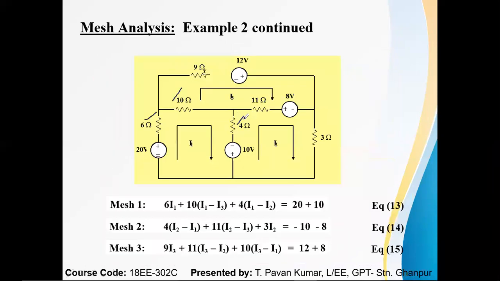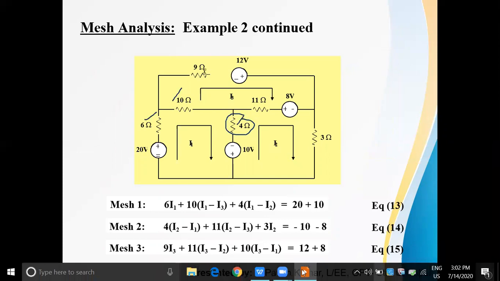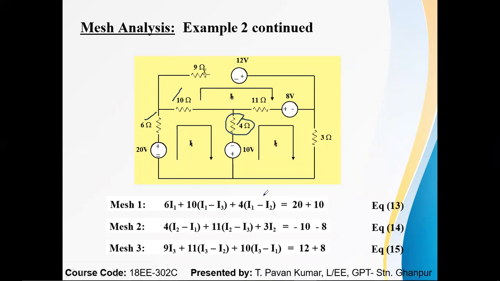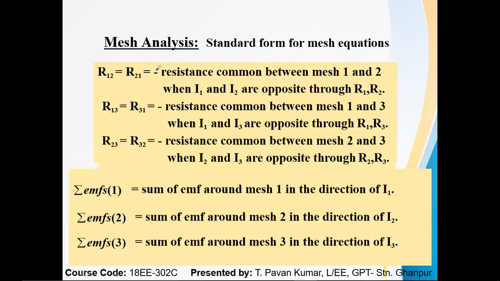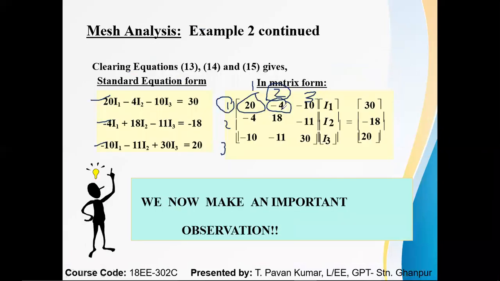Here, why does the -4 come? This is common to two meshes. One is mesh 1 with current I1, and the other is mesh 2 with current I2. While these two opposite currents are coming through this 4, it will become a minus. Here, this minus value is mentioned. So directly you can write -4.